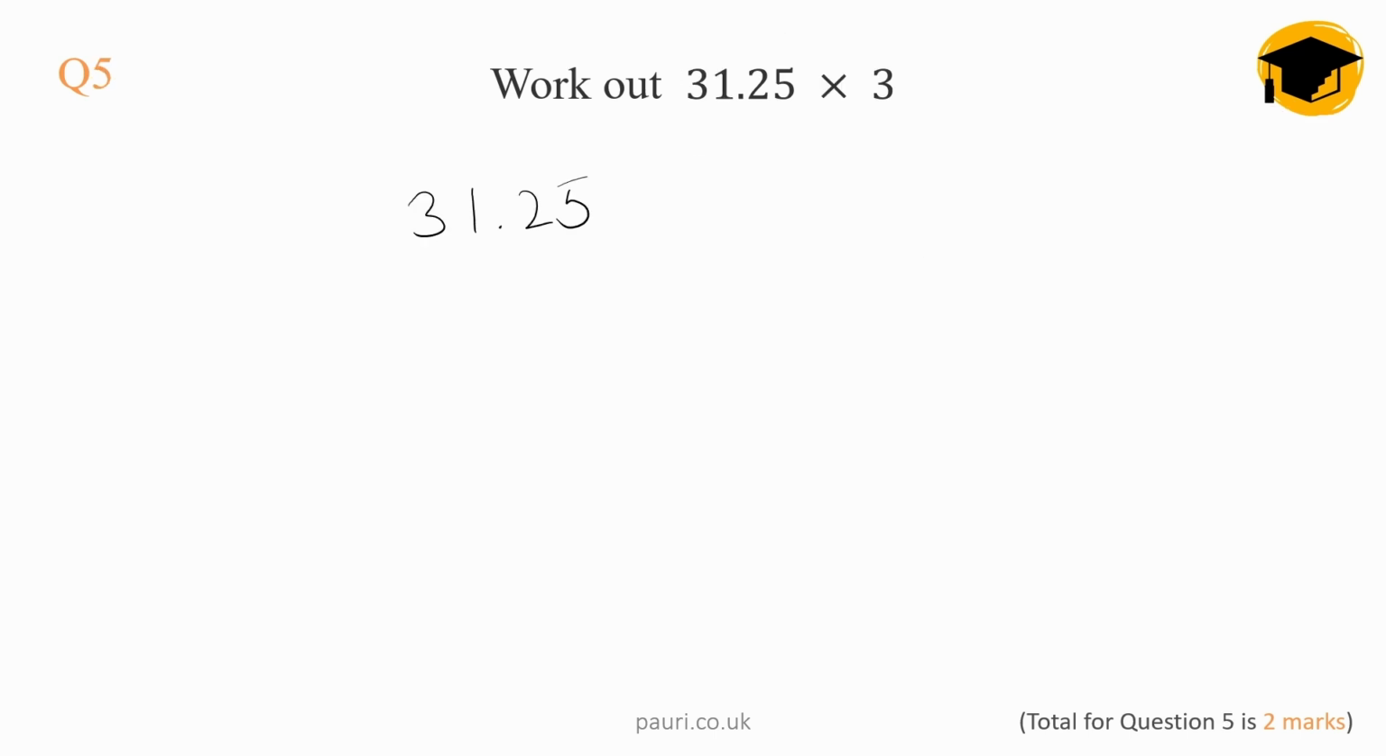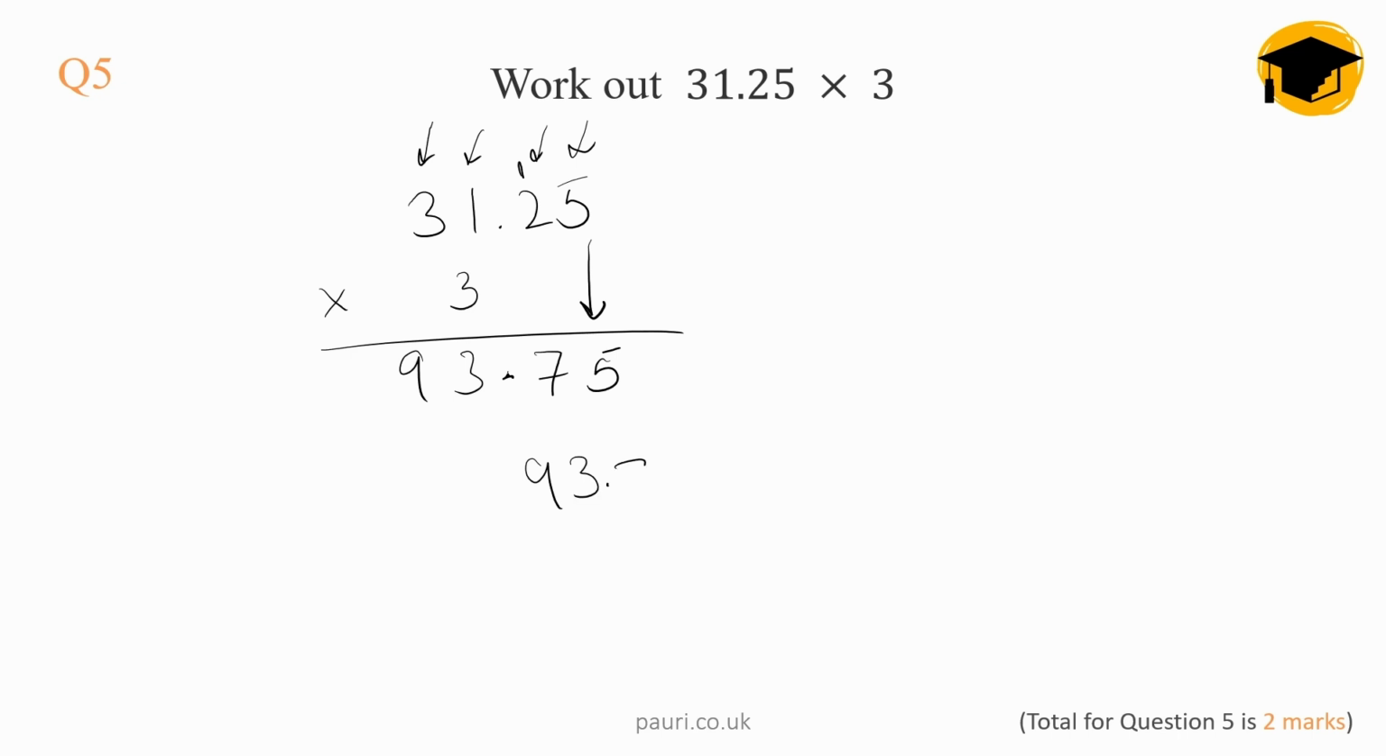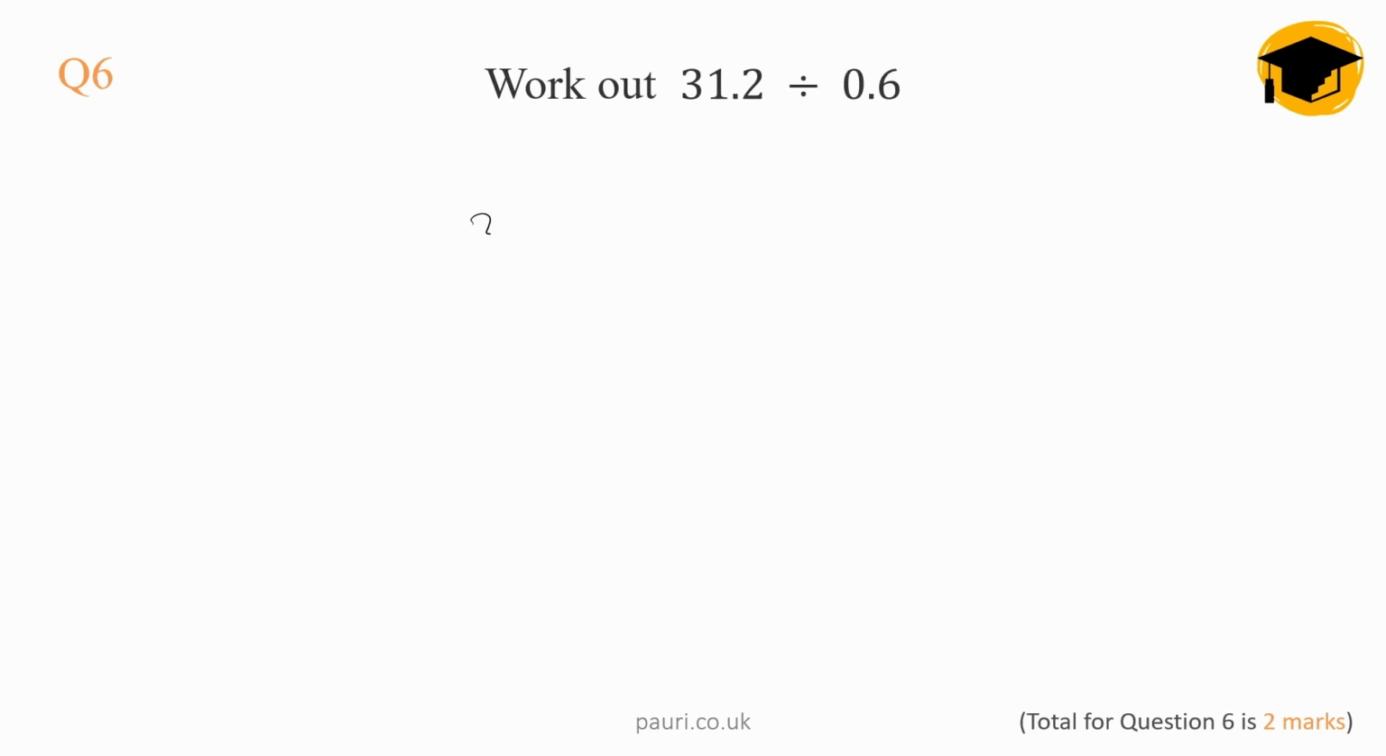31.25 times 3. So remember this is 0.00. I can ignore the 00s for now, and I'll get rid of that decimal point. So it's going to be 3 times each of these numbers, starting from the right hand side, moving to the left. 3 times 5 is 15. So follow your place value, that goes down there. Remainder 1. 3 times 2 is 6, plus 1 is 7. 3 plus 1 is 3. 3 times 3 is 9. Final answer is 93.75.